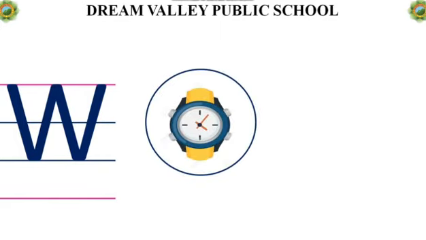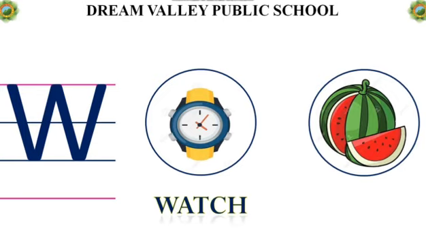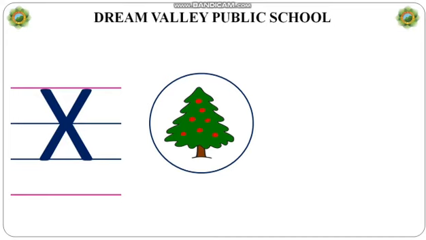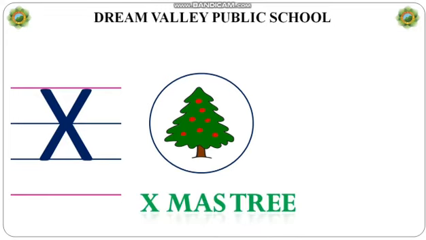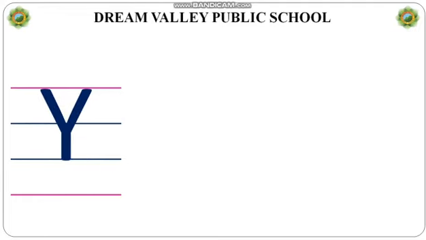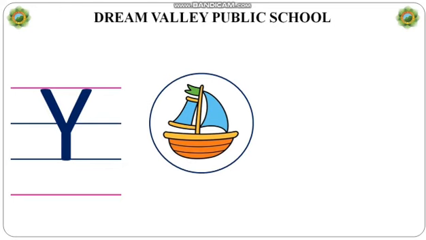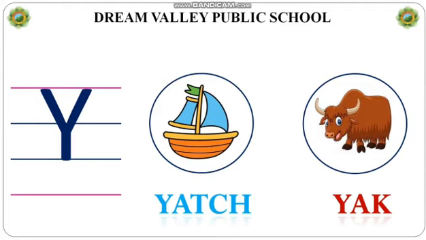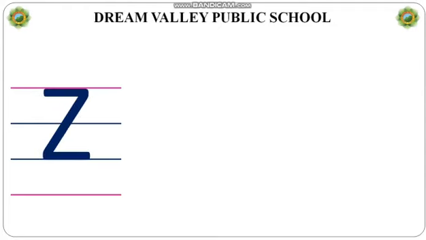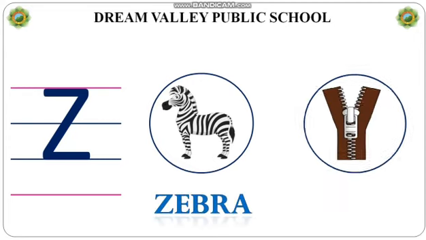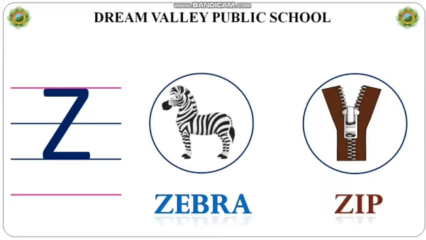W for watch, and W for watermelon. X for Xmas tree, and X for X-ray. Y for yacht, and Y for yak. Z for zebra, and Z for zip.